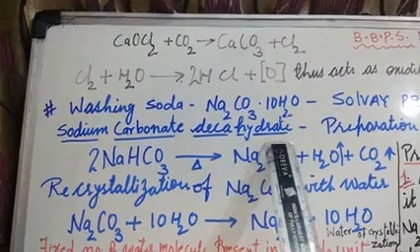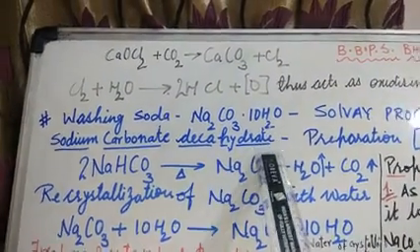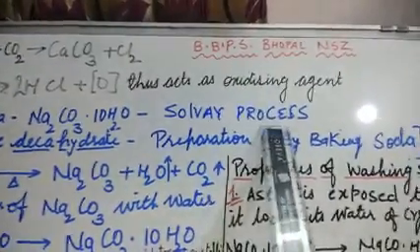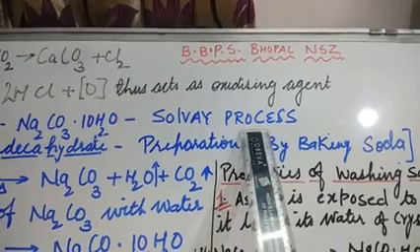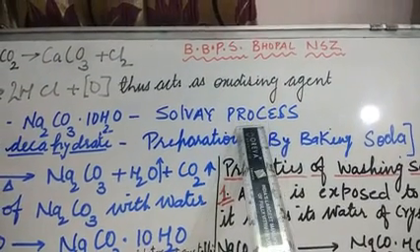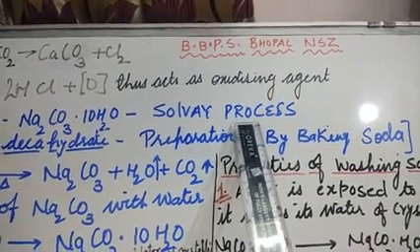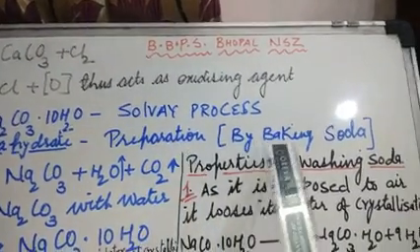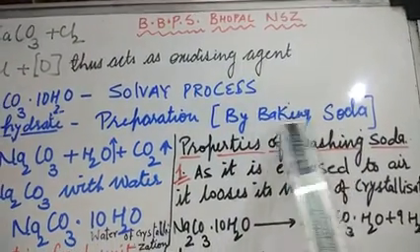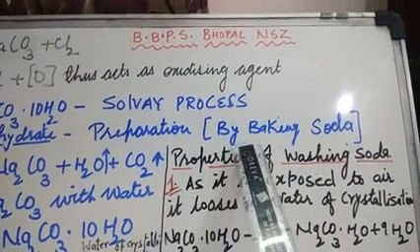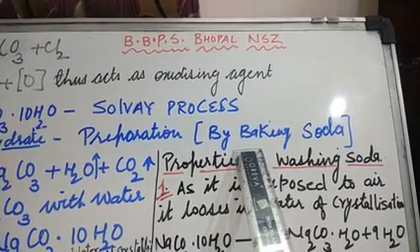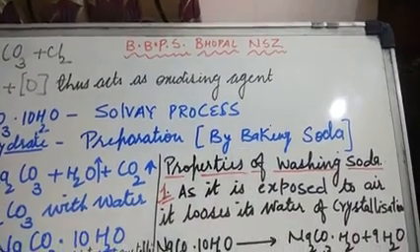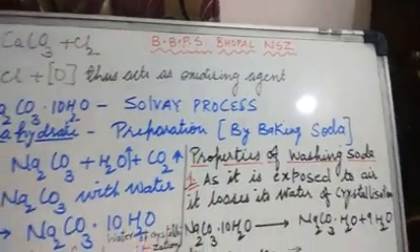Now how is it prepared? The method used for preparing washing soda is Solvay's method. The Solvay process is used for the preparation of washing soda. How is it prepared by this method? Preparation is done by using baking soda, students. Baking soda we did in the previous video, students, NaHCO3.